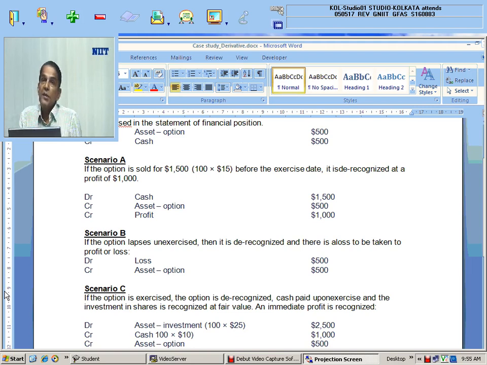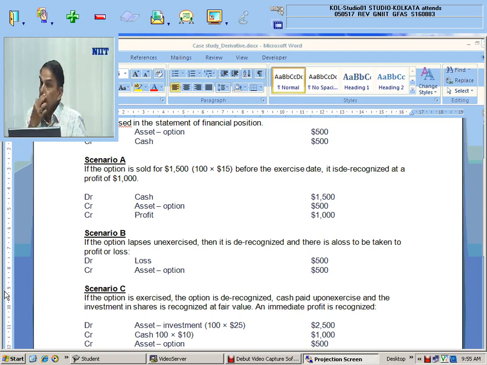So what will be the accounting treatment now? A new investment will be recognized, investment in shares of CDPLC. So the new asset will be recognized, asset investment. How much is the value of that new asset? Initial measurement is $2,500, the fair value of the investment. So you debit asset investment $2,500. For making that investment, how much do you have to pay under the option contract? $1,000. So credit cash $1,000.